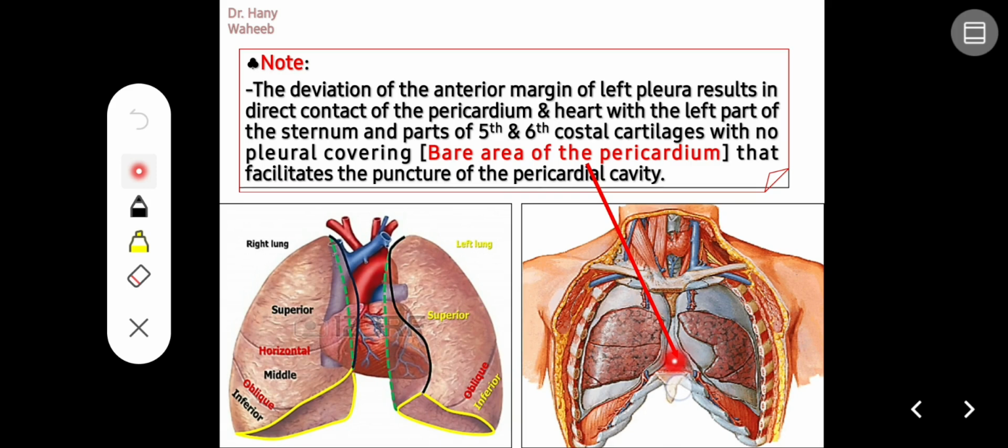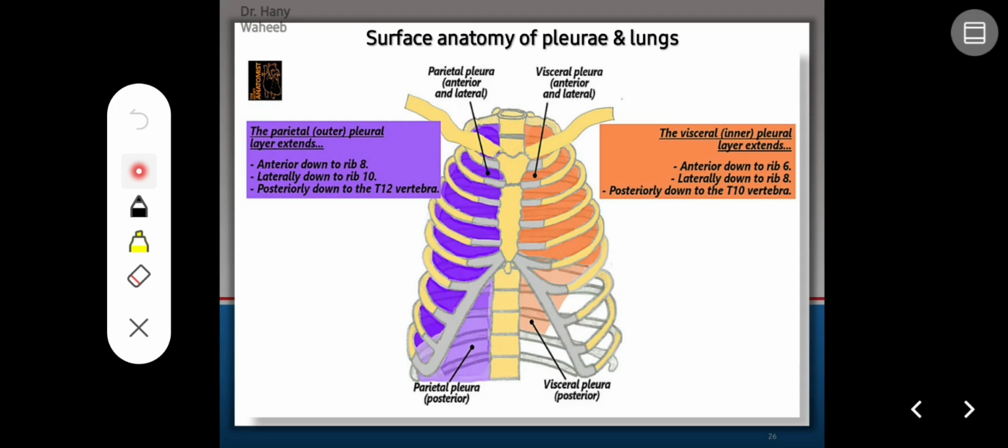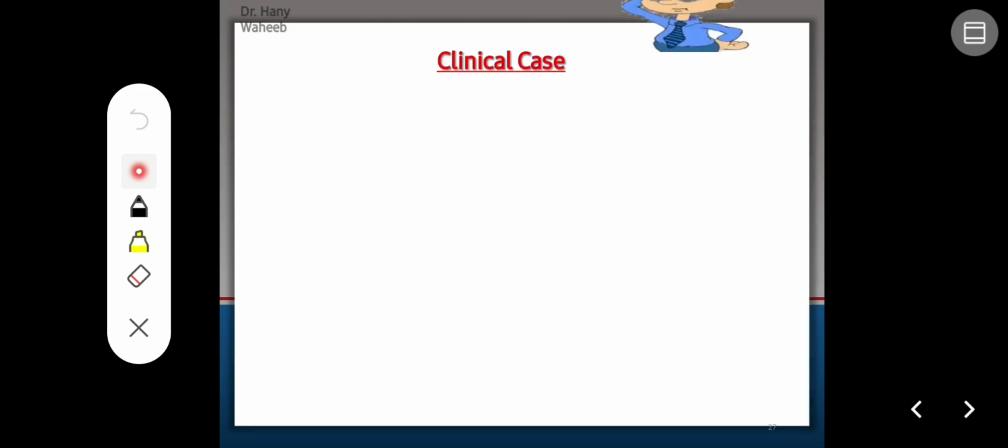Here again, this is the bare area of the pericardium, the part of the pericardium directly related to the thoracic wall without intervening pleura. These parts are the left parts of the sternum and the parts of the left 5th and 6th costal cartilages. Here is the surface anatomy of the pleura and lungs. Note that the inferior margin of the lung is 2 ribs above the inferior margin of the pleura.